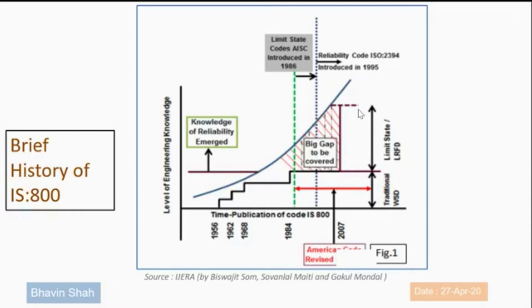So what is shown in the figure as a red color hatch area is a big gap to be covered, because we are always trying to align our practices with global practices. Whenever these codes are getting revised, we see a huge gap, because the updation cycle of the code is in the range of 10 to 15 years. So within 10 to 15 years, the global practices would have moved a very long distance. That is what we have to catch up with whenever the next revision is happening, right?